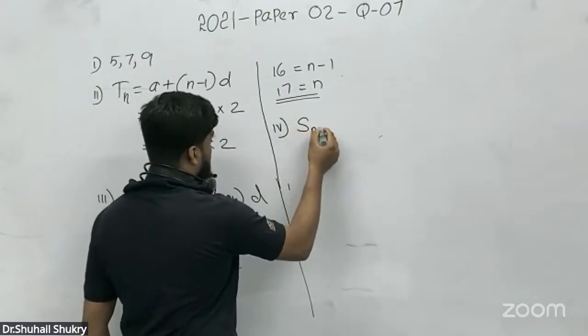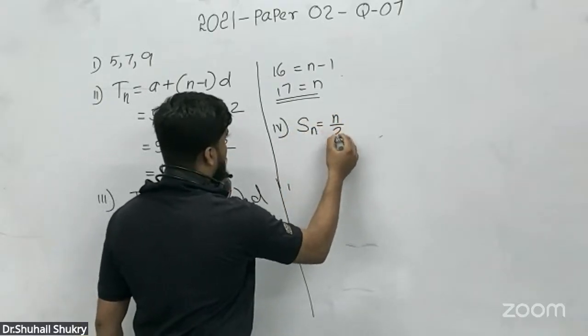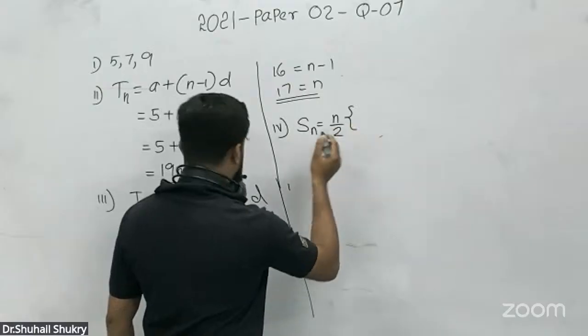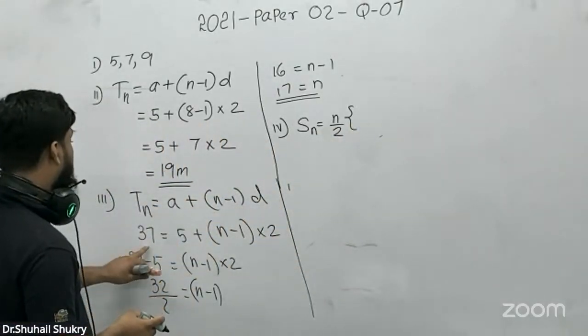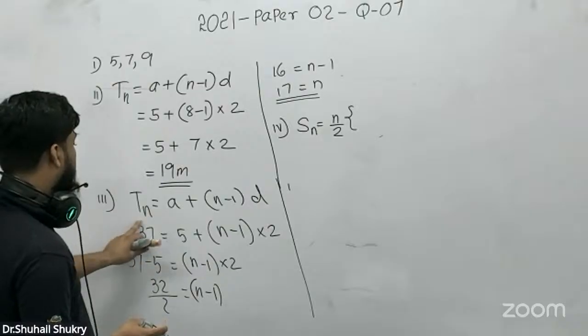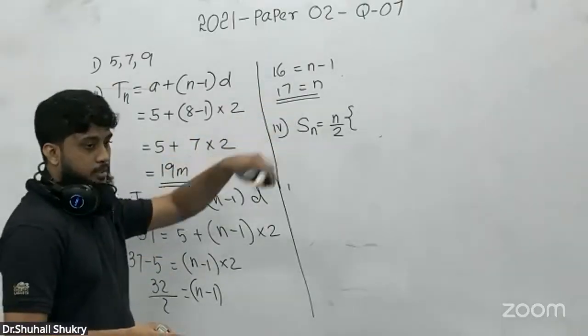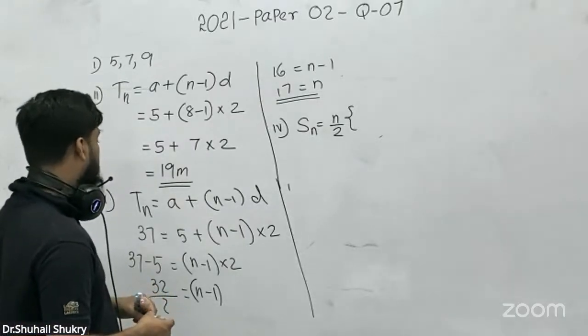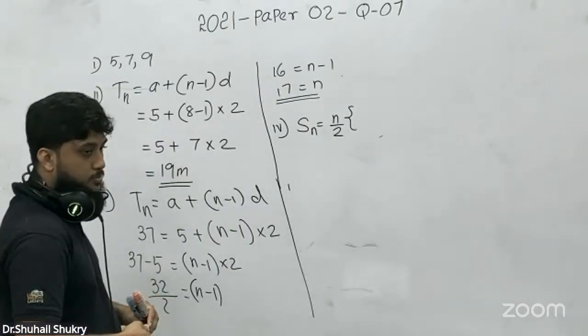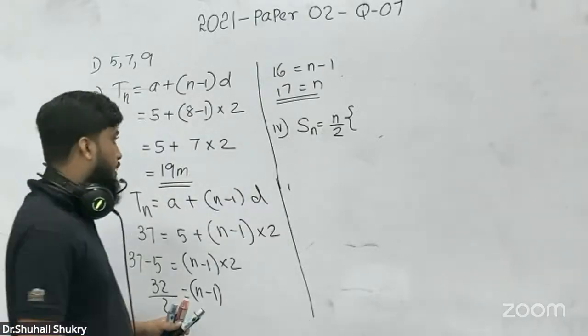So I can write Sn equals n over 2, 2a. Or now I can do like this. I found 37, the 17th term value. How much will the 18th term value be? 39. The 18th term value is 39, I can find.